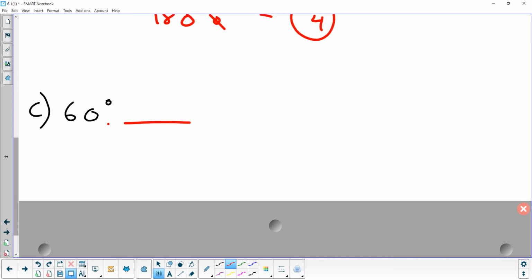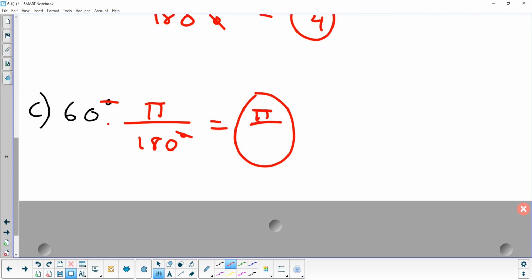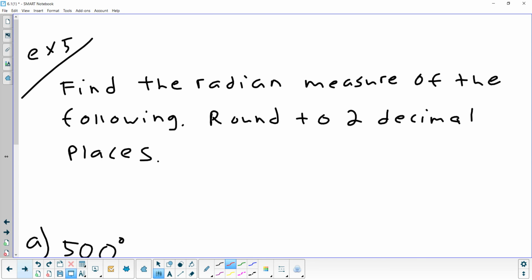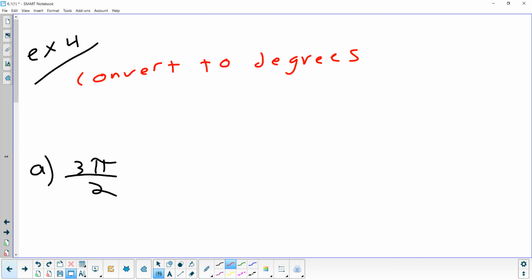All right, and let's do 60. Okay. So how about, Lindsay, what am I going to multiply by this time? Pi over 180. Yep. We want pi in the top. We want 180 degrees in the bottom. You do need to put the degree symbol on the 180. Those cancel out. And what do we get when we convert 60 degrees into radians? So, pi over 3. I think I might have one that's a decimal. Yeah, we'll do a decimal when we finish up.